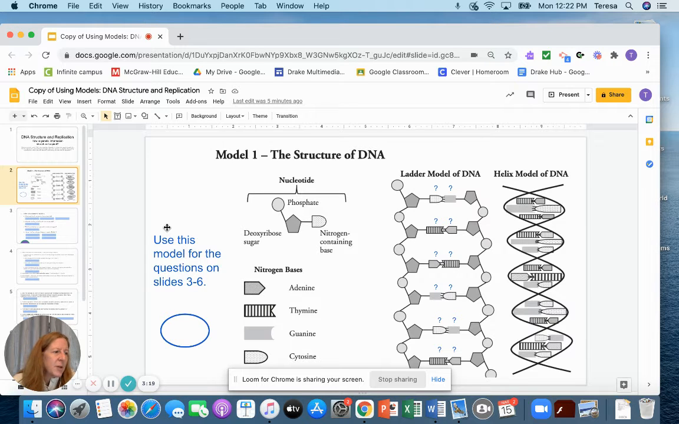So you should now be able to answer 1A, those are the 3 parts: phosphate, sugar, and base. The type of sugar found in the nucleotide is a deoxyribose sugar. Which nucleotide component contains nitrogen? Well, it's a nitrogen-containing base, so all of these bases contain nitrogen. So you should be able to answer 1, A, B, C, and D. Then we're moving on to slide 4.